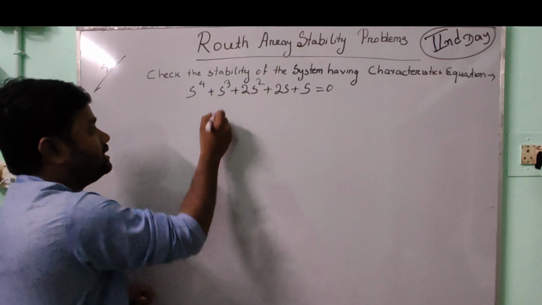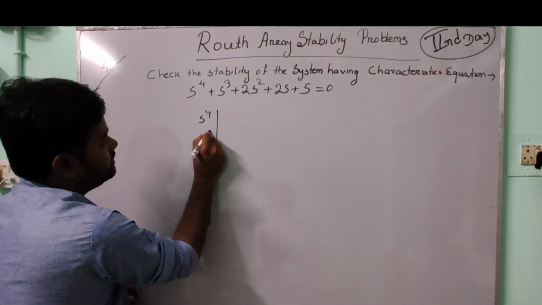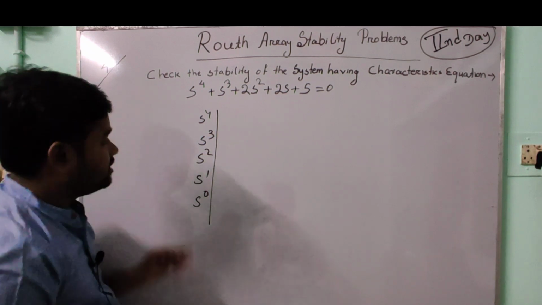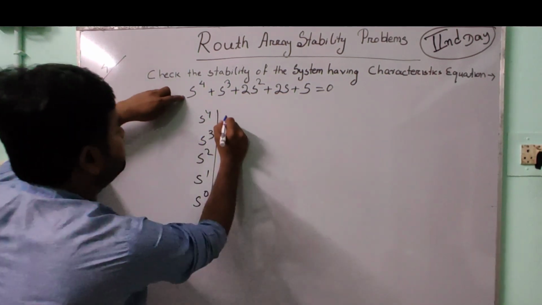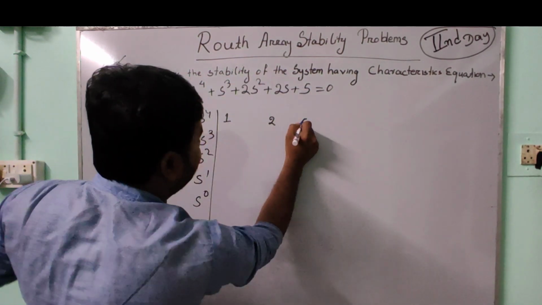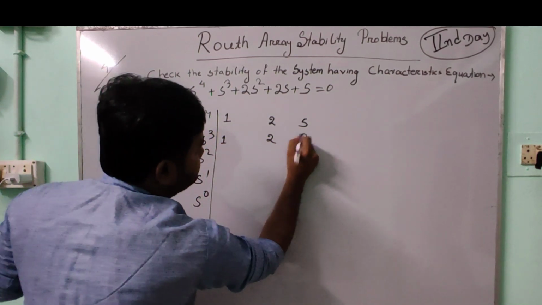So the rows will be s^4, s^3, s^2, s^1 and s^0. In the first row the values are 1, 2, 5. The second row values are 1, 2 and 0.